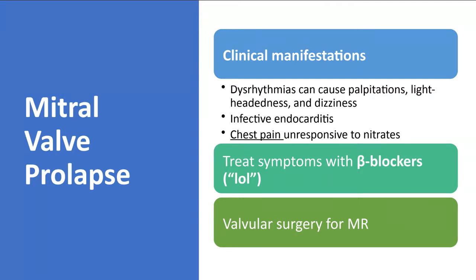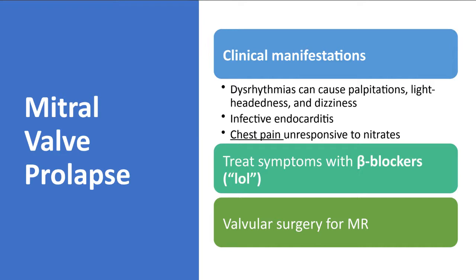All right, and we're going to treat these patients with beta blockers. And last week we talked about beta blockers because we want to decrease the heart rate, and we want to decrease the work of the heart with those beta blockers. So we can treat them with beta blockers. It will help to control some of that chest pain, and it will help to control palpitations for sure. And then we might have to have some valvular surgery for mitral valve regurg.